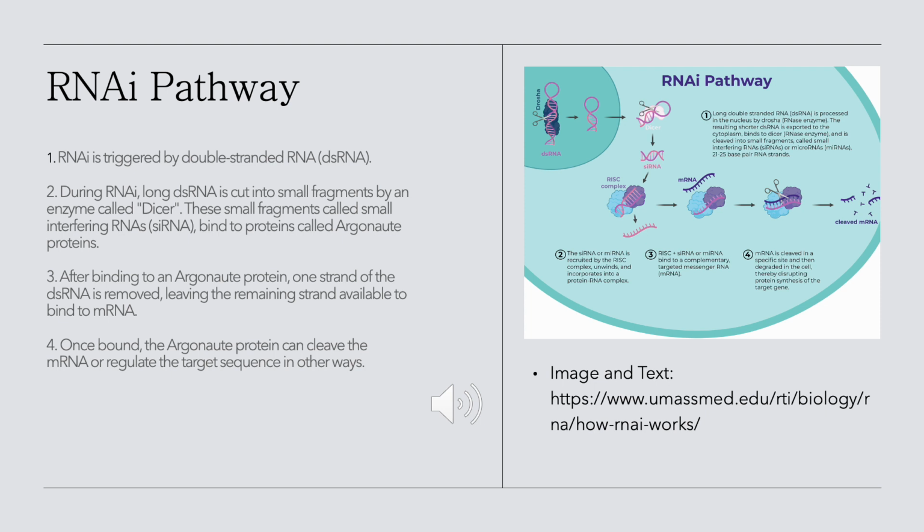These are often called argonaute proteins, and you can see that in the graphic on the other side of the slide. After binding to an argonaute protein, one strand of the double-stranded RNA is removed, leaving the remaining strand available to bind to mRNA. Once the argonaute protein is bound, it can cleave the mRNA, which would destroy it, or regulate the target sequence in other ways.